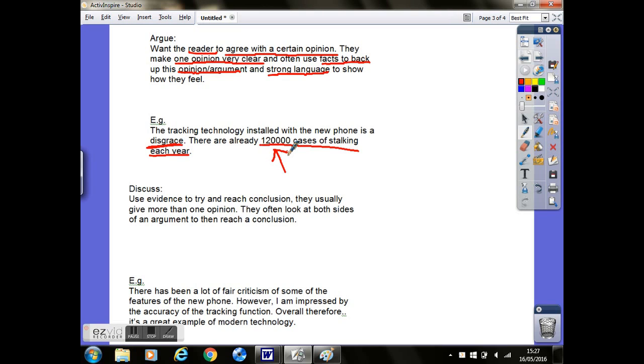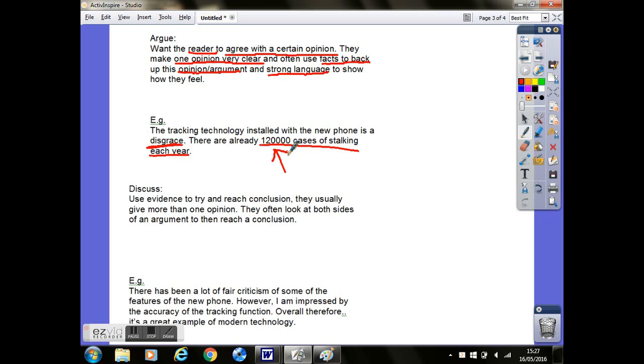But as I say, you can see that they've only given that one clear outlook on the phone. They haven't said anything positive about it and possibly the benefits of this technology. They're clearly against the phone, and that's all they're telling you, and they're using really strong language to try and make you agree with them. So that's the sort of things you're looking for in your argue types of writing.